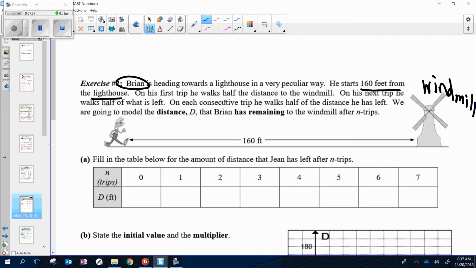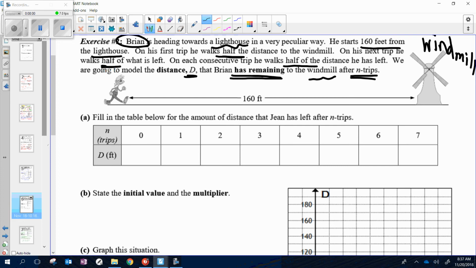On his first trip, he walks half the distance. On his next trip, he walks half of the distance that's left. On each consecutive trip, he walks half the distance of what's left. We are going to model this distance, d, that Brian has remaining to get to the windmill after n trips. Oh, now it's a windmill. First it was a lighthouse, now it's a windmill.